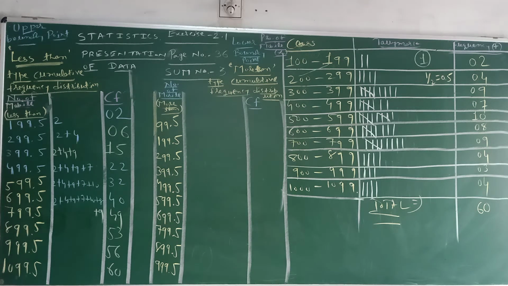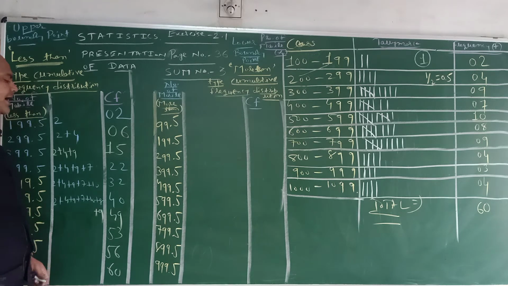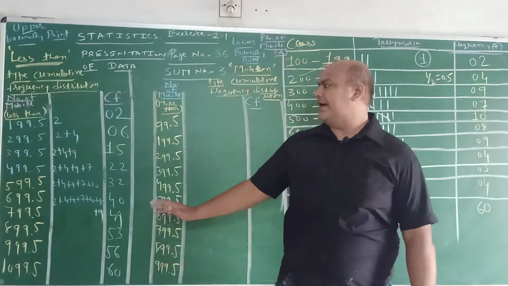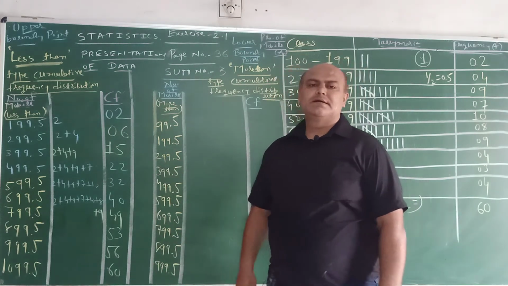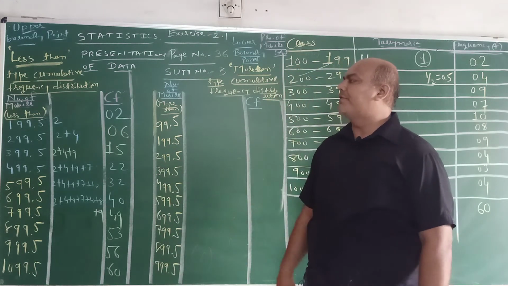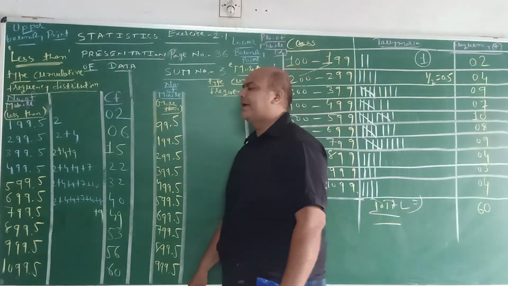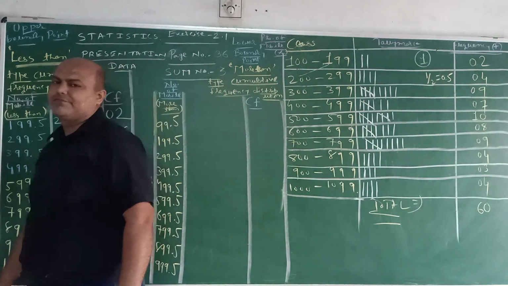By this way, my dear friends, we can prepare the less than type cumulative frequency distribution. First we take the upper boundary point, and then one by one we prepare the column of CF.